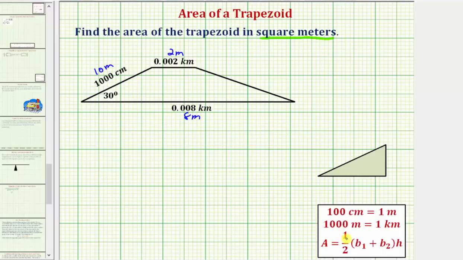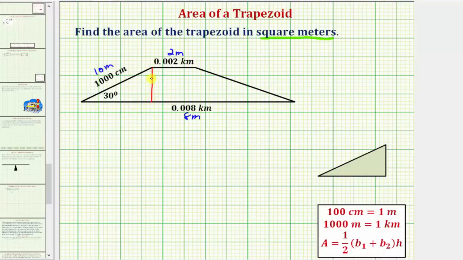Now the area of a trapezoid is equal to 1/2 times the quantity b sub 1 plus b sub 2 times h, where b sub 1 and b sub 2 are the lengths of the two bases, which are the two parallel sides, and h is the height. So notice how we still don't have the height of our trapezoid, so let's work on determining the height. The height would be the length of this segment here.